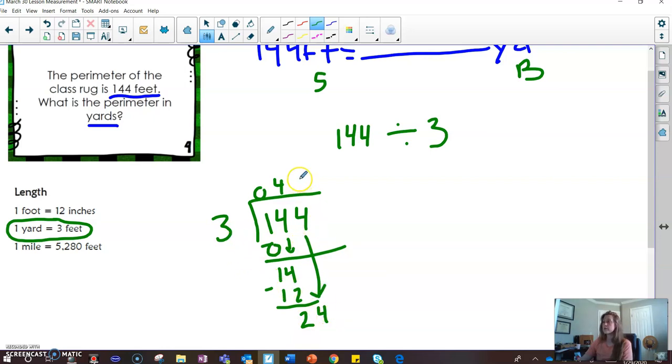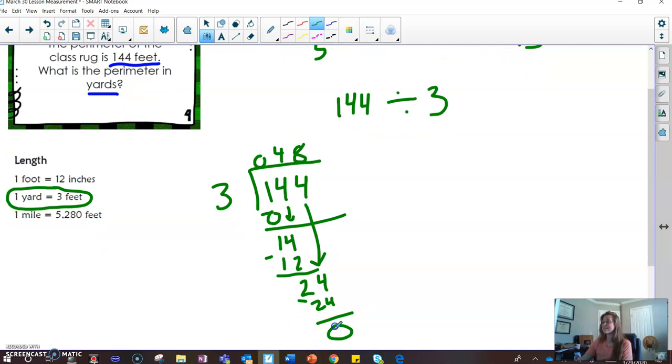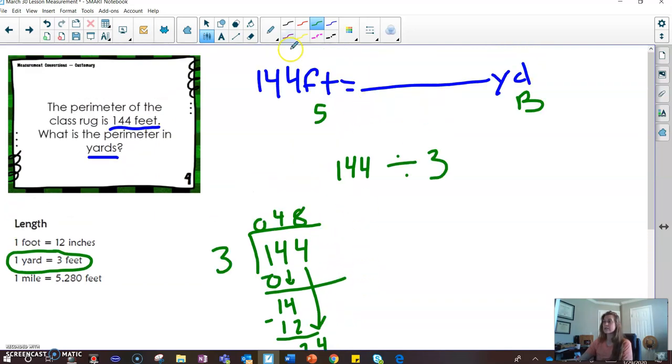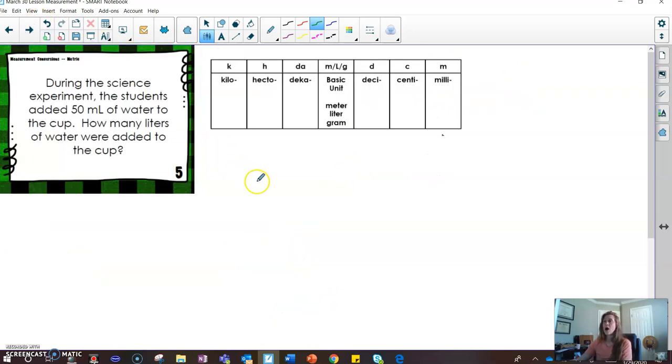2 is less than 3, so we say bring it on down and bring it on back. Divide. 3 can go into 24 8 times, multiply. 8 times 3 is 24. Subtract. 24 minus 24 is 0. 0 says we have no remainder. There's nothing left to bring down, so 144 feet equals 48 yards. And there you have it. Again, a one-step problem.